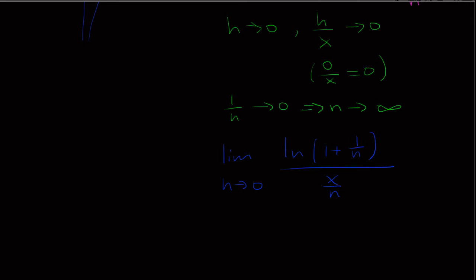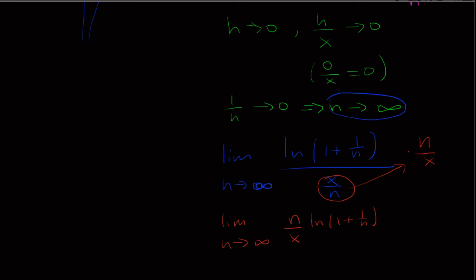Sorry, we need to switch this. So this is n approaching infinity. Right, so that's what we said over here. So that's n approaching infinity. Okay. Because we're dividing by x over n, that's the same thing as multiplying by the reciprocal, which is n over x. So we can rewrite this as n over x times natural log 1 plus 1 over n.